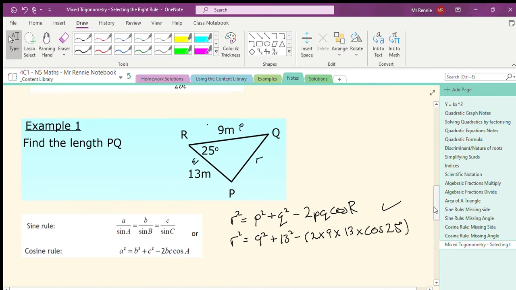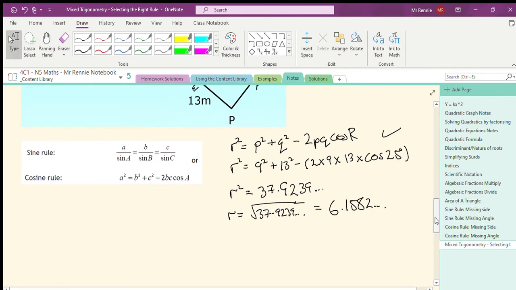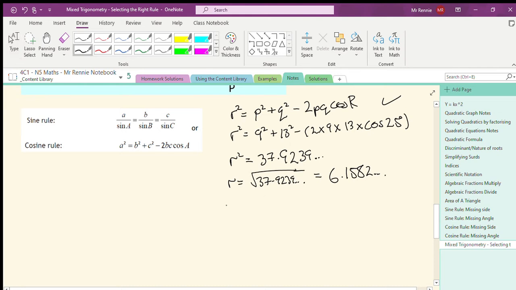We're going to complete this question now. So putting all this into my calculator, if you do that correctly, you should get r squared equals 37.9239 continued. That's r squared. We want r, which is the length of PQ, so that's going to be the square root of 37.9239 continued. And if you put that in your calculator, you get 6.1582 continued. Again, if you round a bit early there, your number will change from mine. I've managed to keep all my numbers in my calculator. If you round that to 2 decimal places, you should get r equals 6.16 meters.